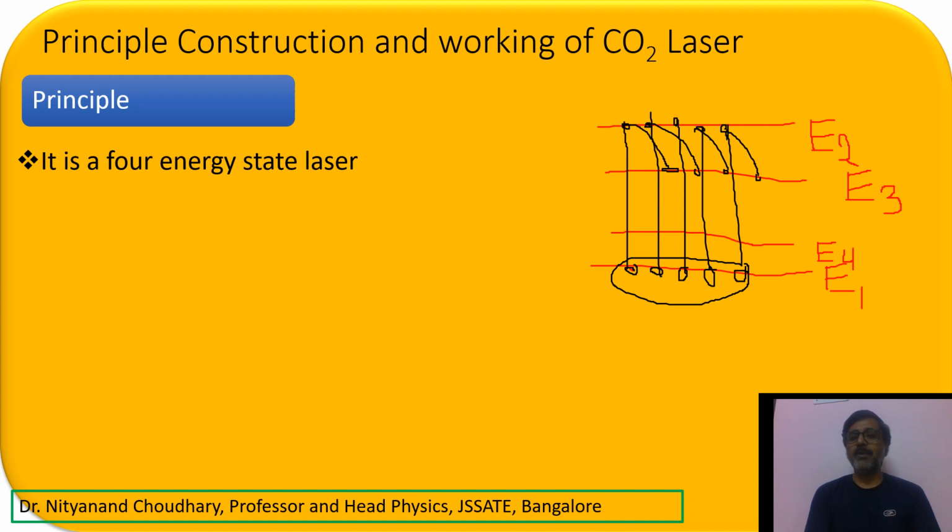And now you see what I had told you, in E4 you don't have any atoms. So naturally between E3 and E4 you are getting the population inversion. In E3 you have a large number of atoms, which have come with the non-radiative transition, and in E4 there are no atoms. So between E3 and E4 you will have the population inversion.